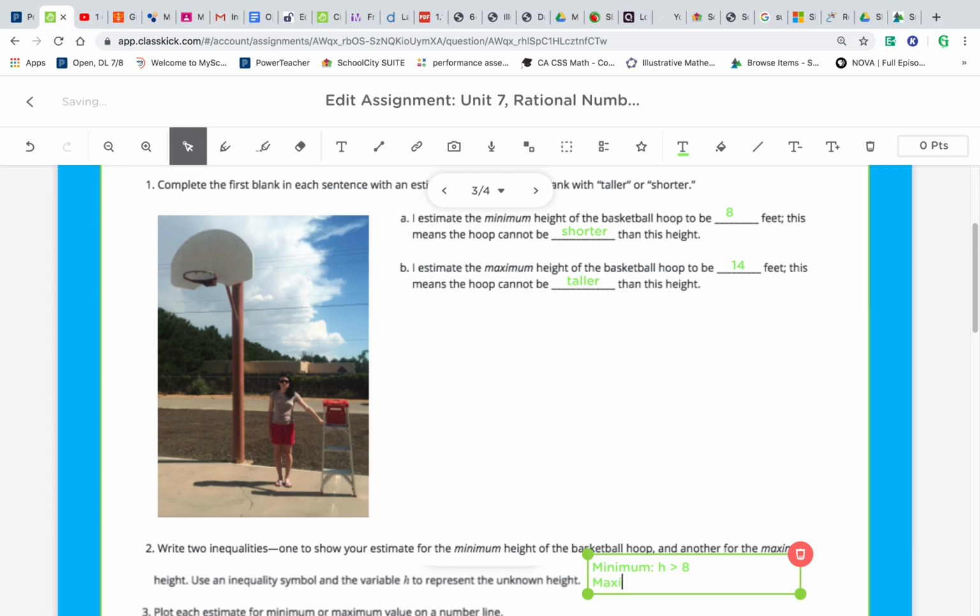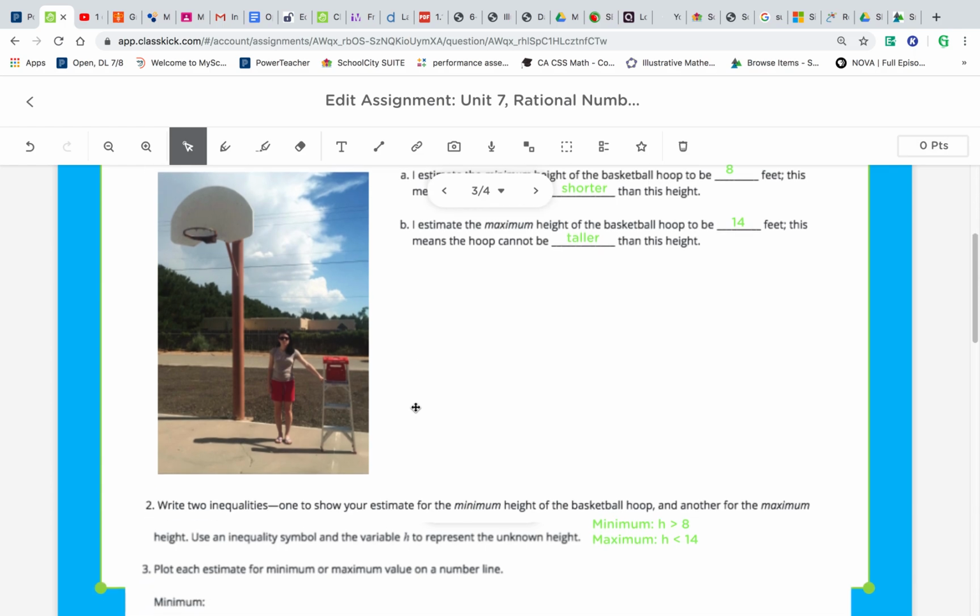And then for the maximum, if it can't be taller or more than 14 feet tall, then we're going to say that the height needs to be less than 14. The rim is definitely less than 14 feet tall. We don't have an exact measurement right now. If we did, we would use an equal sign, but we just have a picture, and so we're left to guess based on what we know about how tall an adult would probably be. And if you know about this ladder here, there's a good chance it's a 4-foot ladder, so that would give you a good estimate.